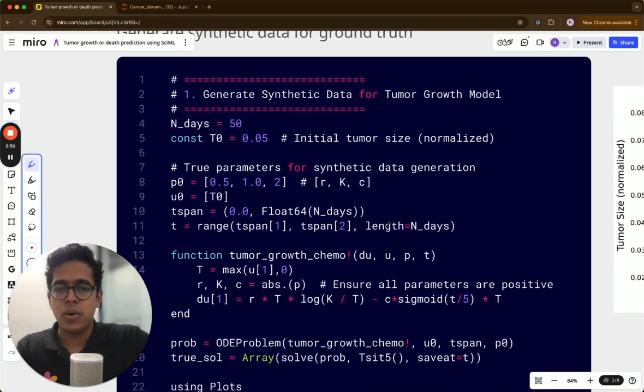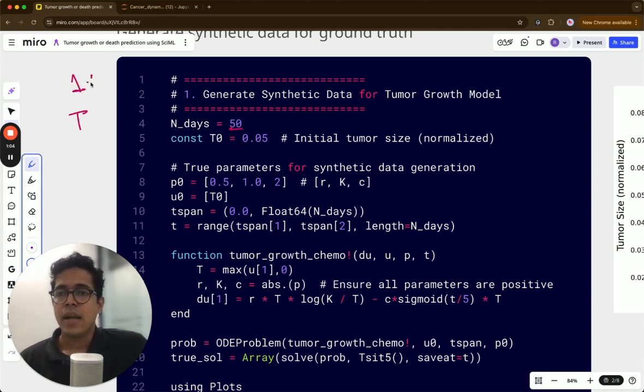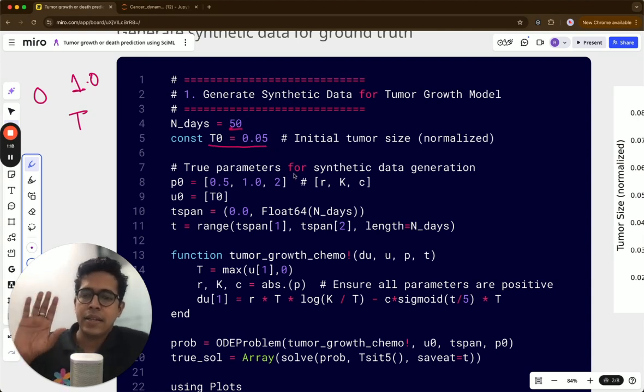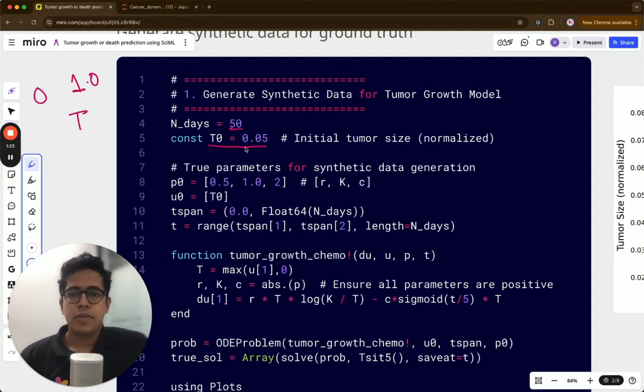So in the code, we first define the number of days for which we are simulating. So let's say 50 days. And here the tumor size T is unitless, meaning I have normalized it such that if the tumor reaches its maximum possible size, it will be 1.0. And if the tumor shrinks to nothing, it will be 0. So the tumor size T can be a value between 0 and 1. T0 is the initial tumor size, and 0.05 means the tumor has reached 5% of its maximum possible size. So this is where we are starting from.